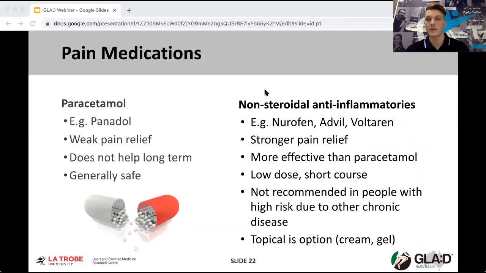So let's talk a bit about pain medications. So paracetamol, so common things like Panadol, Osteo, they have few side effects and can help pain in the short term. However, studies have shown there are no long-term benefits to regular use in comparison to a placebo. Now, in terms of your non-steroidal anti-inflammatory drugs, such as Nurofen, these are estimated to be 3 times more effective for pain relief compared to paracetamol. However, they are associated with greater risk of side effects, including stomach ulcers, and are not recommended for people with other chronic illnesses like heart disease. So always consult your GP about what pain medications might be appropriate for you.